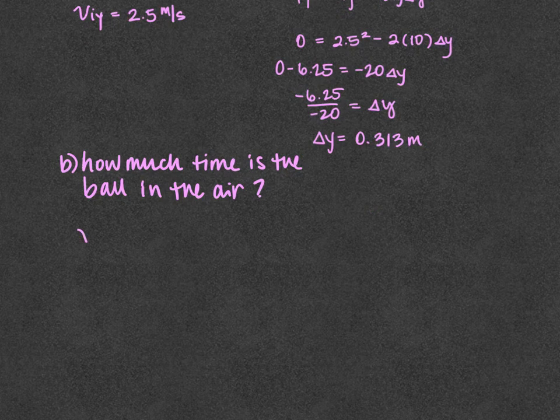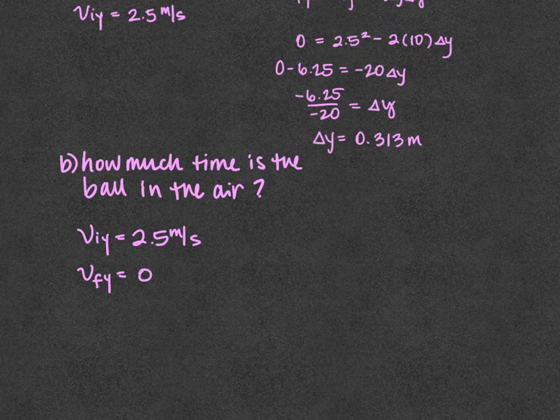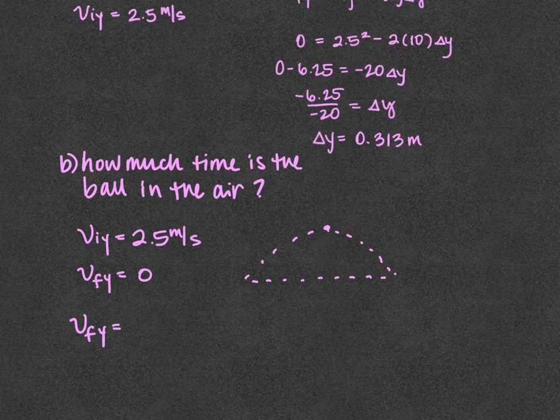Now let's find the time it's in the air. Now we know the initial velocity in the y direction is 2.5 meters per second, and we know that the final velocity in the y direction at the highest point is 0. If we imagine this object going up, up, up to the highest point, and then coming back down, then if we can find the time it takes to get to the highest point and double it, we'll have the total time. So v final y is equal to v initial y minus gt from free fall, because this object is just in free fall.